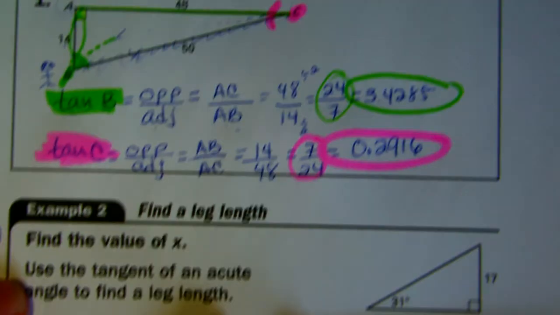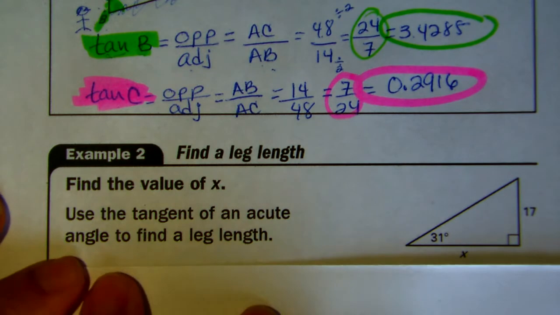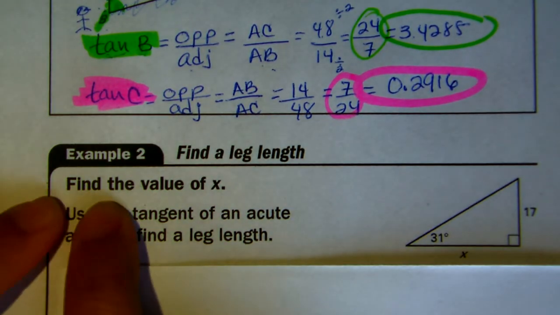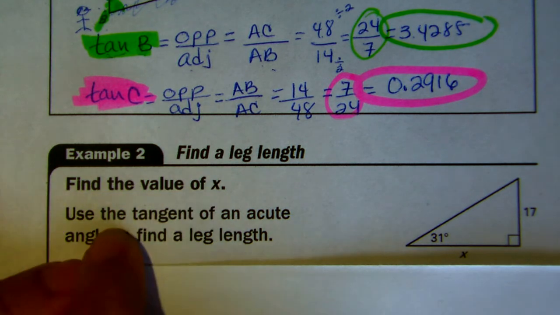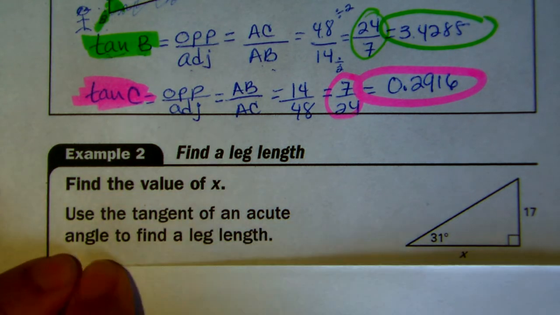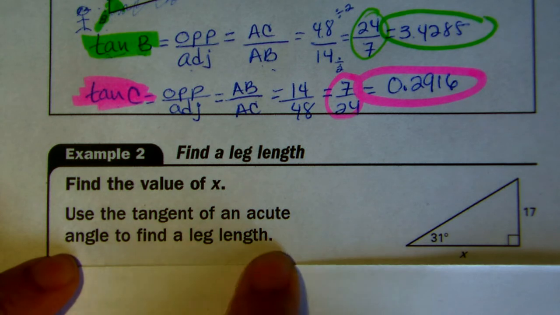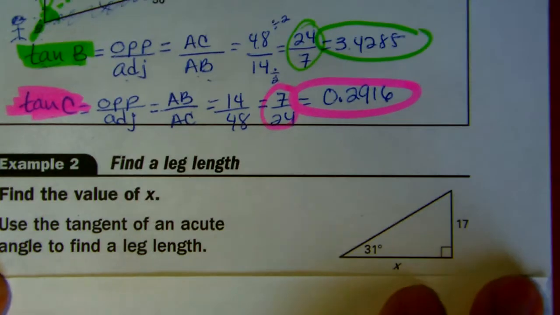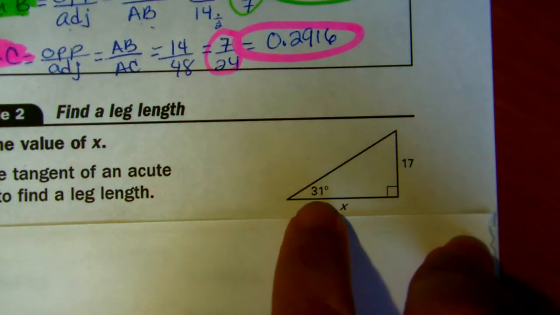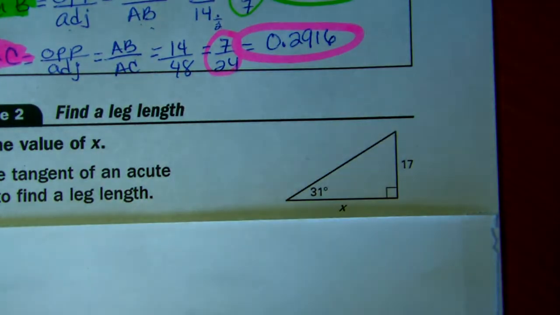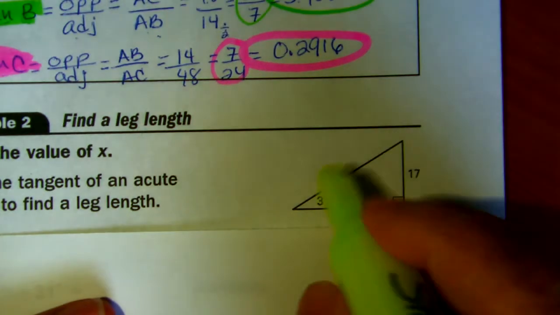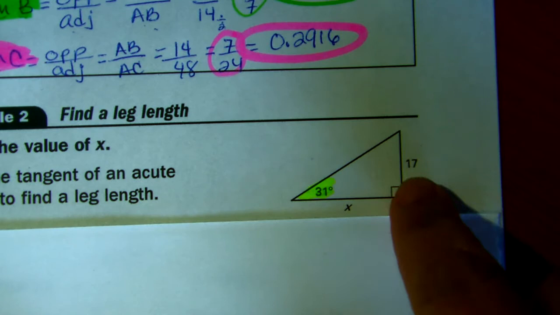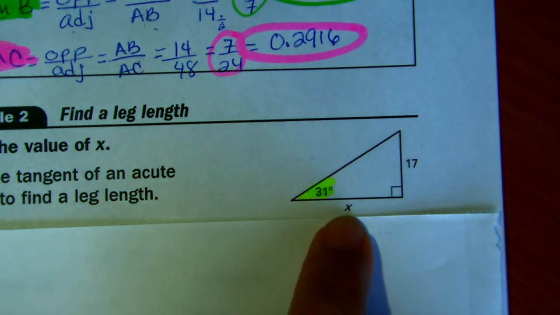Now, if you already copied this exercise, remember you just need to copy the triangle and the instruction. Here they're asking us to find the value of x. Use the tangent of an acute angle to find a length. So this is how we're going to be using the tangent, okay? Look at this triangle. They're giving us this angle right here. Let me highlight in yellow. They're giving us this angle right here, and they're giving us this side right here, 17. And they're asking us to find x.